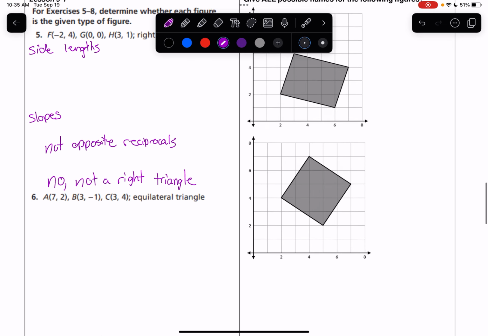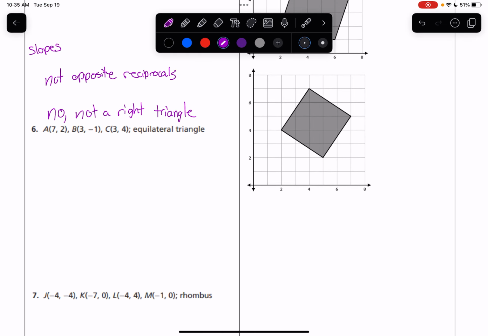Right? Same thing in 6. To find out whether they are equilateral, we're going to have to find all the side lengths. And when we compare those side lengths, we can say no, not equilateral. They are not all the same.